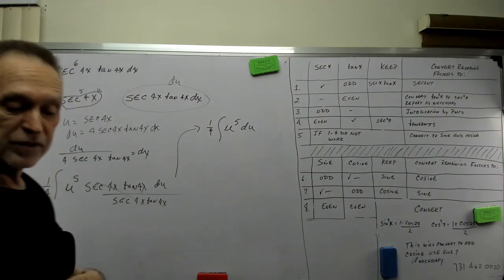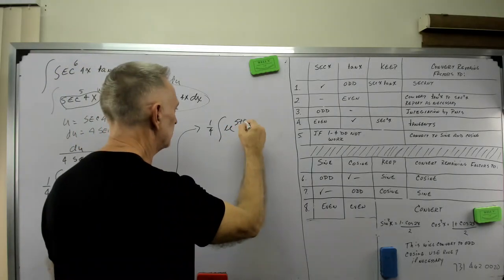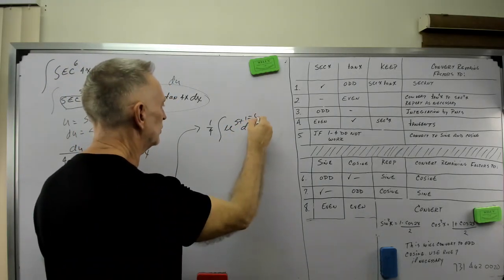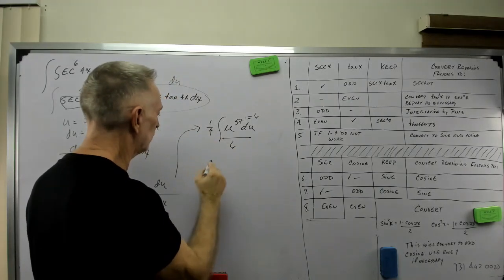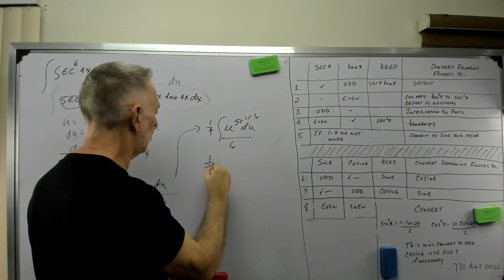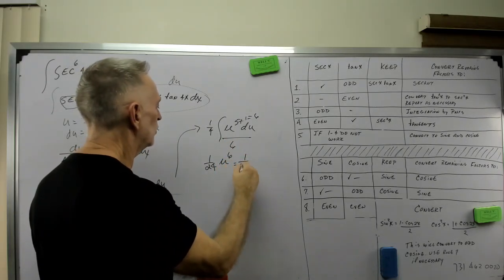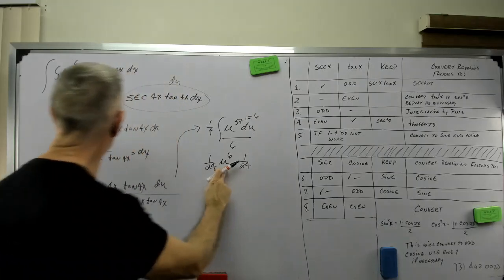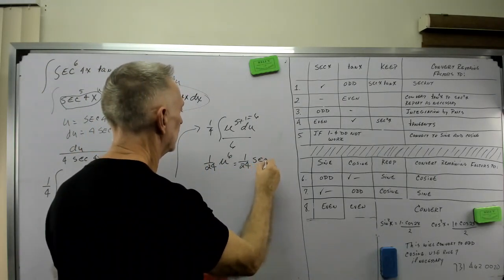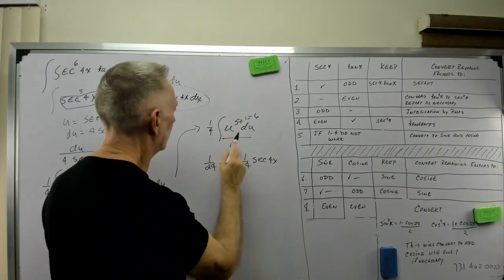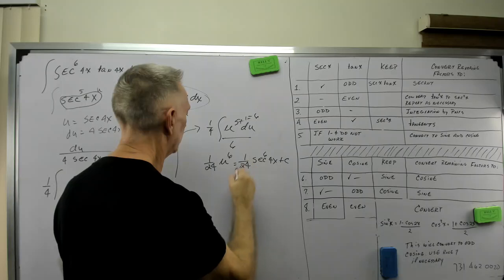Well, how simple is that? We increase the exponent by 1, so that equals 6. Now we're going to divide by 6. So 1/4 times 1/6 is 1/24 u to the 6. That's 1/24 u, which was secant 4x, now raised to the 6th power, plus c.